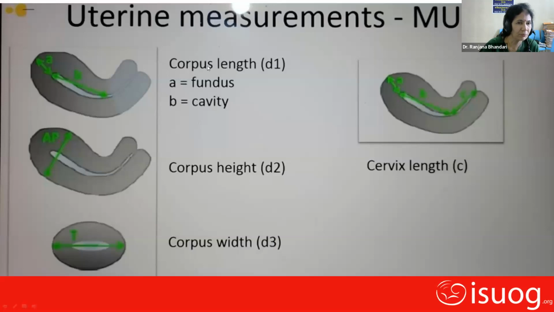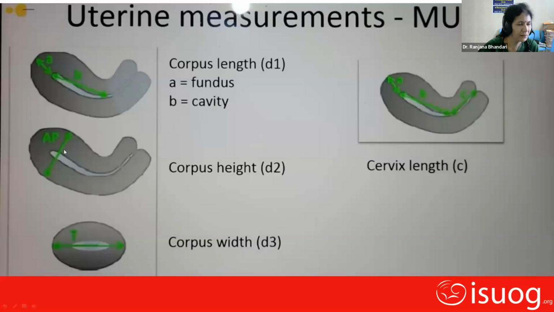Now, what do you mean by corpus length? We have to measure the distance between this serosa and the fundal point of the uterine cavity. This is the uterine cavity, this one. This is the fundal point of the uterine cavity. So the distance between serosa and the fundal point of the uterine cavity, plus the uterine cavity length from the fundal tip up to the internal os. This whole length, A plus B, will show the corpus length.